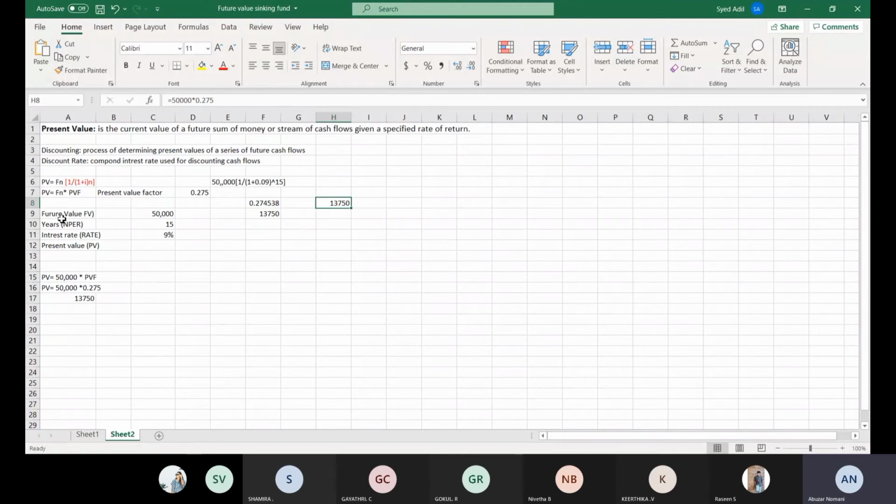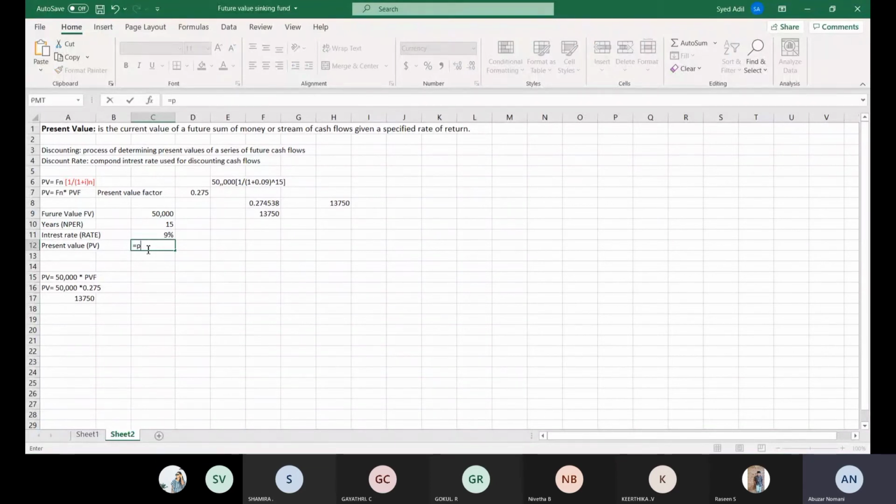We have given the future value. The investors want to find out the present value of 50,000 to be received after 15 years. So years is 15 years. The interest rate is 9%. So how can we find out the present value here? We have to use the present value formula. So I'm going to use this one.